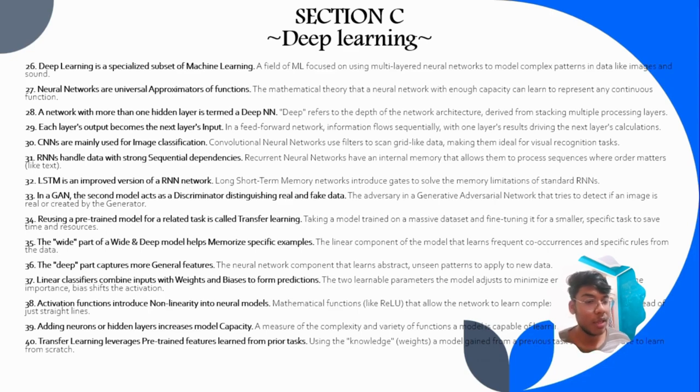That's something very interesting to know, that generative adversarial networks are doing this. One AI is teaching another AI how to make predictions and how to make a line. So in a GAN, generative adversarial network, the second model acts as a discriminator, distinguishing real and fake data.